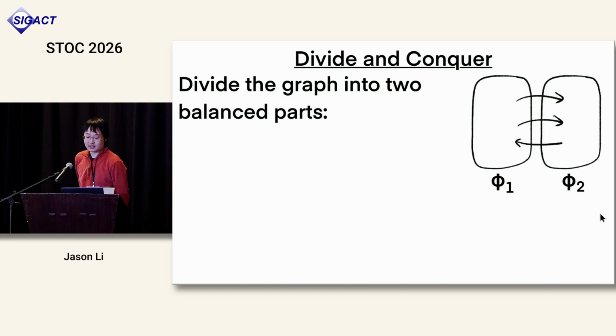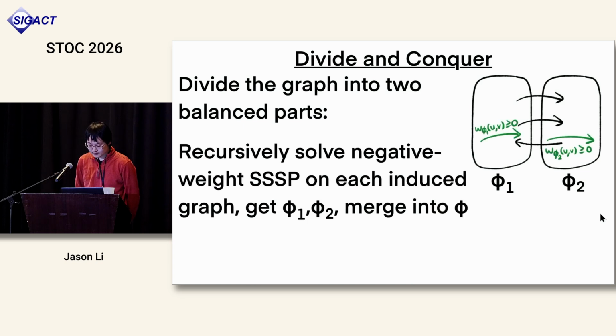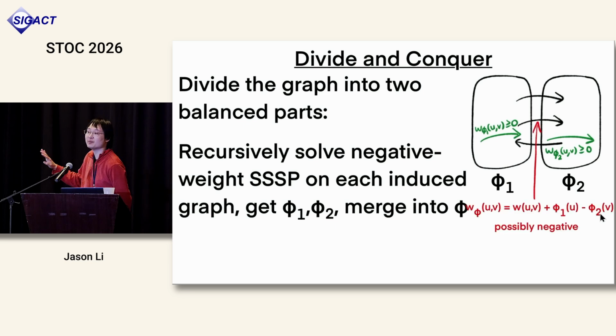So here's a high-level idea. Suppose we can divide the graph into two balanced parts. Balance will be important to make the recursion small. Let's recursively solve the shortest path problem on each of the induced subgraphs. Using the distances that we compute, we can get these potential functions, and then just merge the two into a single potential function for the initial graph. So what does this accomplish? This means that the edges in both parts are non-negative. But on the other hand, the edges between parts can be negative, because there's no guarantee between parts what happens.